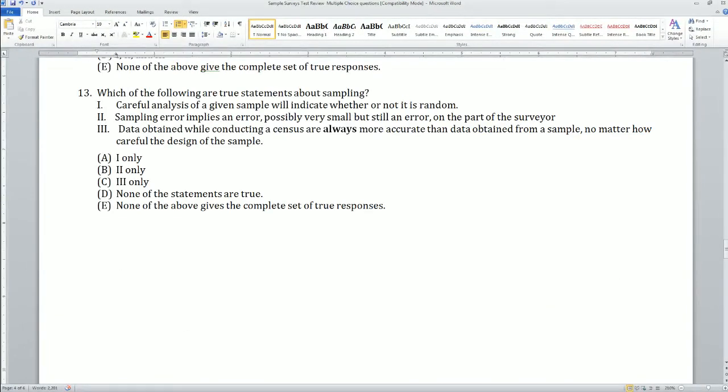Which of the following are true statements regarding sampling? One, careful analysis of a given sample can indicate whether or not it is random. Two, sampling error implies an error, possibly very small but still an error, on the part of the surveyor. Three, data obtained while conducting a census are always more accurate than data obtained from a sample, no matter how careful the design of the sample.